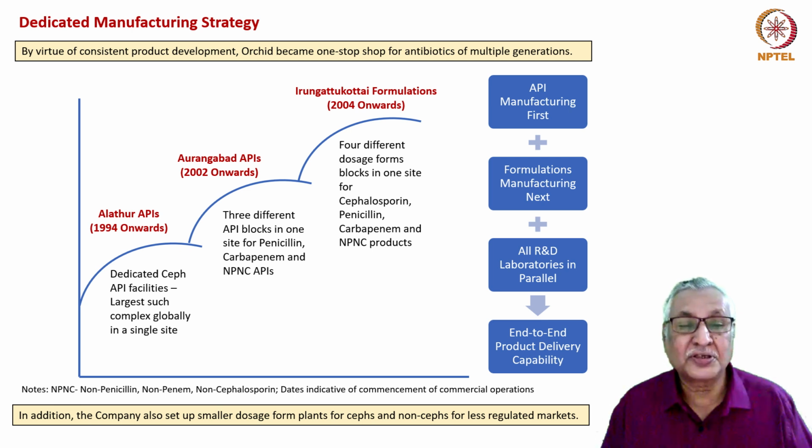The Aurangabad APIs came onto scene from 2002 onwards, three different API blocks in one site for penicillin, carbapenem, and NPNC APIs. The Irungattukottai formulations facility near Chennai came into being from 2004 onwards. Four different dosage form blocks in one site for cephalosporin, penicillin, carbapenem, and NPNC products. In addition, the company also set up smaller dosage form plants for cephalosporins and non-cephalosporins for less regulated markets in Chennai.